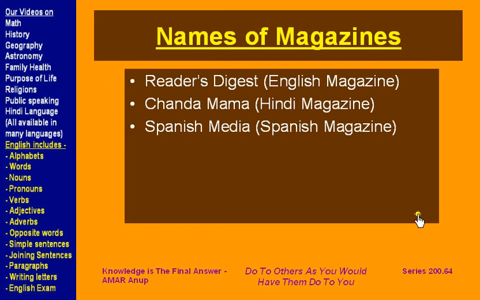Names of magazines are capitalized. Here are names of three magazines, and you see R in Reader's and D in Digest is capitalized. It's a name of a book. Reader's Digest is an English magazine. Chanda Mama is a Hindi magazine. So C in Chanda and M in Mama is capitalized.